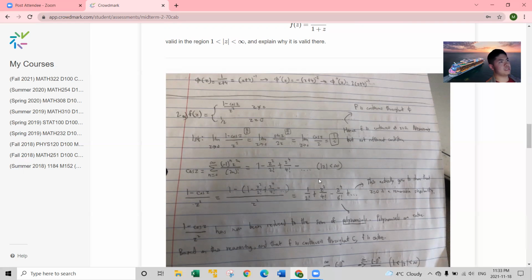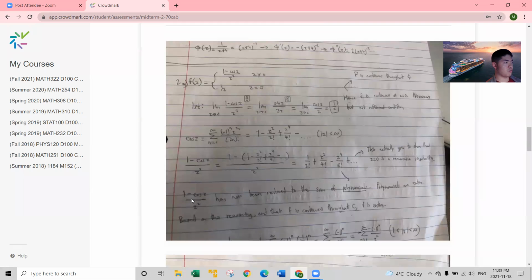And this goes to establish that z equals 0 is a removable singularity, because 1 minus cos z over z squared has now been reduced to a sum of polynomials, and polynomials are known to be entire. So based on this, and that f is continuous throughout the complex plane, f of z is entire.